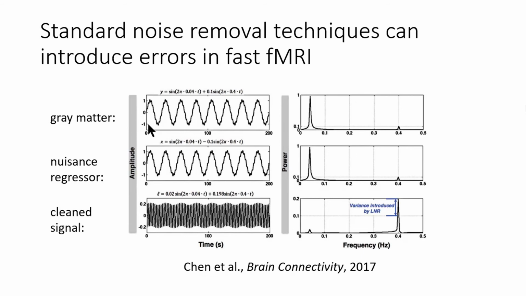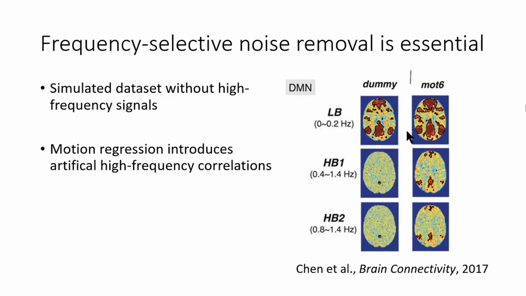If you have a gray matter signal in the simulation and a nuisance regressor that has the same low frequency noise, but phase shifted high frequency noise, regressing that out can actually cause you to introduce high frequency noise into your gray matter. Very importantly, if you take a simulation, you can see that if there was no functional connectivity present in high frequencies, doing this type of nuisance regression can actually introduce fictitious correlations.